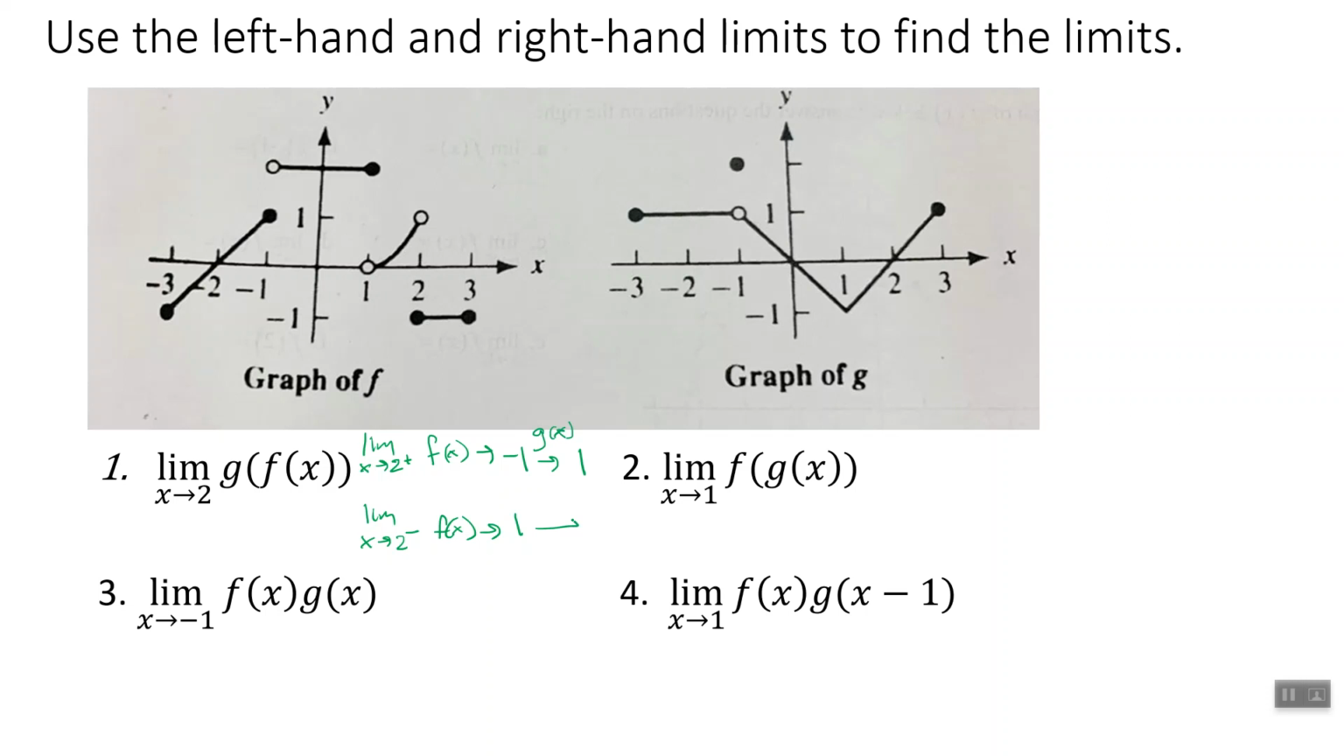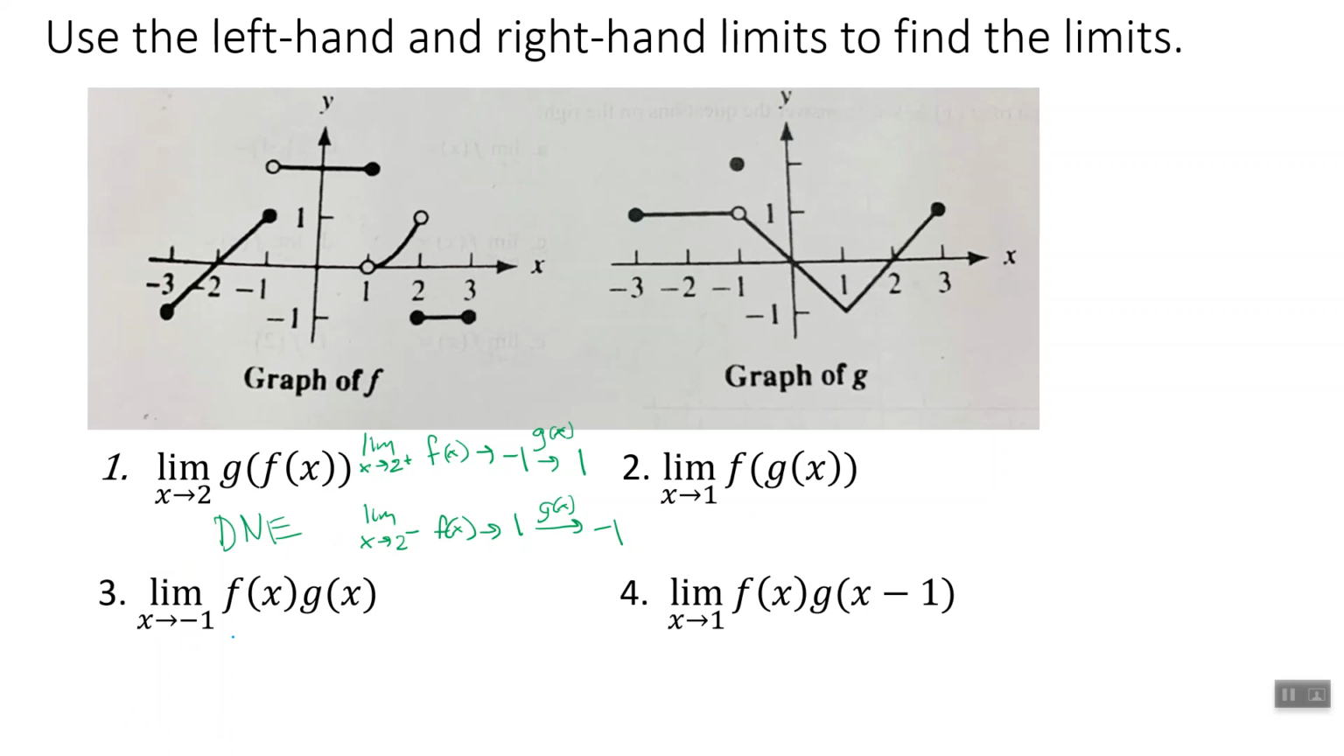If we look at what +1 is going towards in g, so 1 for x, it looks like we're down here. We're at -1. So those are two different values. Since these are two different values, this limit does not exist.